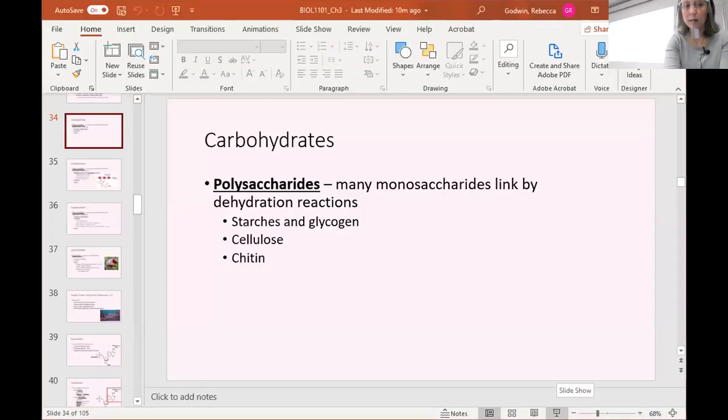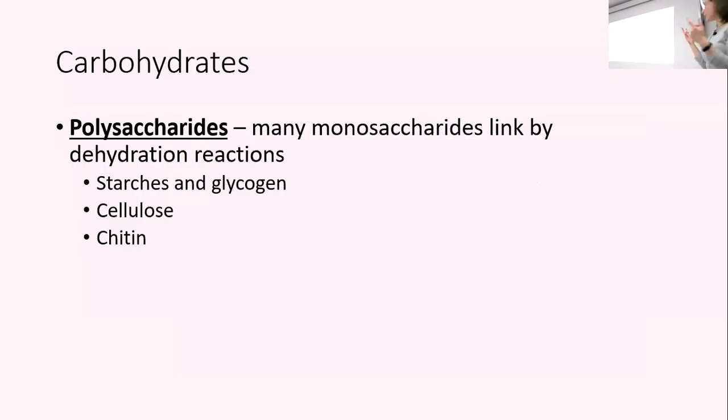So carbohydrates, monomers like glucose, galactose, fructose, all those things join together. If two of them join together, it's a disaccharide. If we have lots of these monosaccharides, lots of these sugars chained together using those dehydration reactions that we talked about, we get a polysaccharide, right? Many sugars chained together. And these come in a lot of forms: starches, glycogen, cellulose, chitin. So we'll walk through examples of each of these.